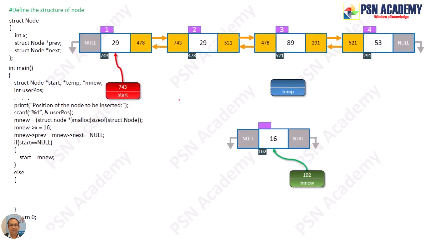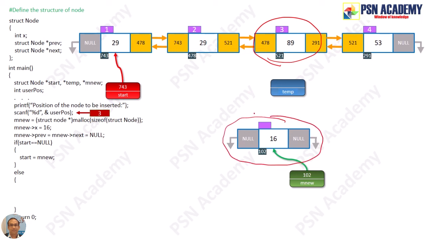Now, let us consider another situation where the user wants the new node to be inserted in the third position, which is here. So, if this new node at 102 is to be inserted in the third position, then it will be inserted somewhere here so that this new node becomes the third node, and the third node at present will become the fourth node, and the fourth node at present will become the fifth node, right? So let us see how we can do it.